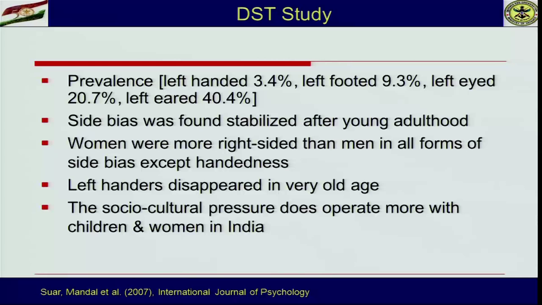Though in India, we also have found there are very few left-handers after 65 years of age. The socio-cultural pressure also does operate more with the children and women in India, less with men. In men, it has been found that though there are close to 4% of the left-handers, when they go to Western countries, the percentage increases radically and it is close to 10%. So, Indians staying in India are about 4% left-handers, but Indians staying in America or other Western countries, the percentage is nearly doubled, where sanctions are far less.